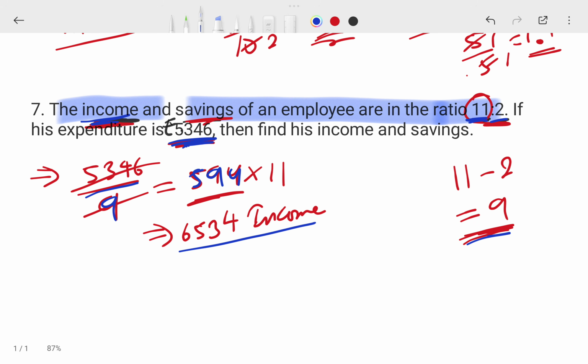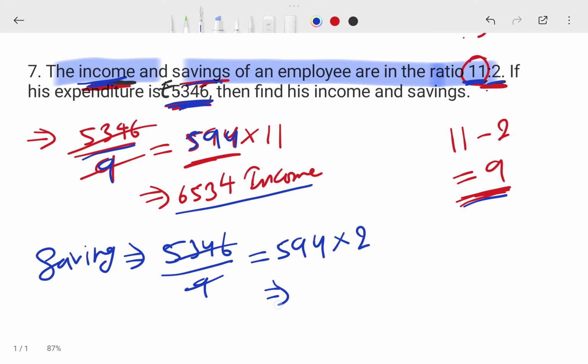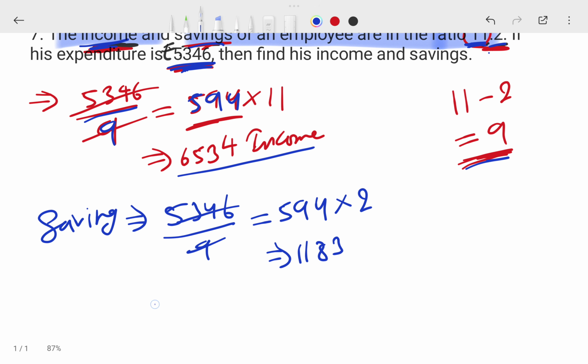Now I have to find the saving. For finding the saving, what do we do? We have the same thing: 5346 divided by 9. If you divide, it is going to be the same, 594. So what is the saving? Saving is 2, so multiply by 2. If you multiply 594, it is going to be 1188. So this is our saving. 1188 is our saving.